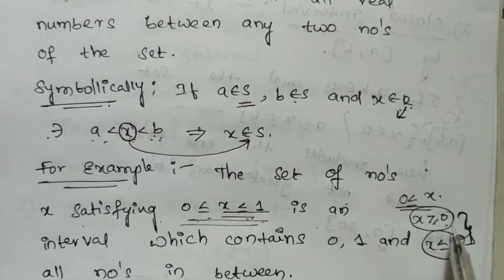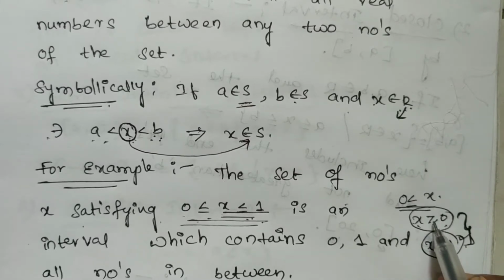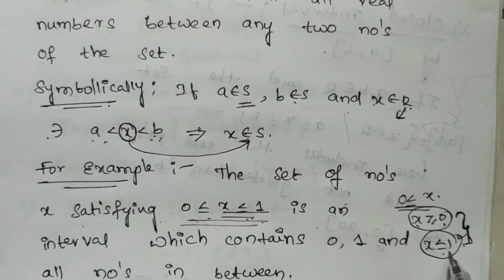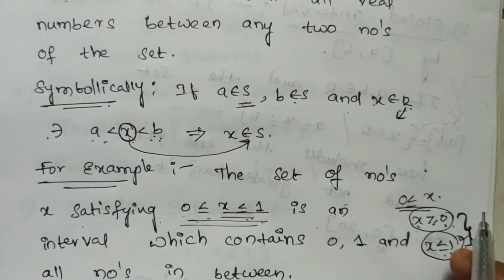So combining these two conditions, X is greater than or equal to 0 and X is less than or equal to 1. So X contains 0 and 1 and the values between 0 and 1. So this is the definition of interval.